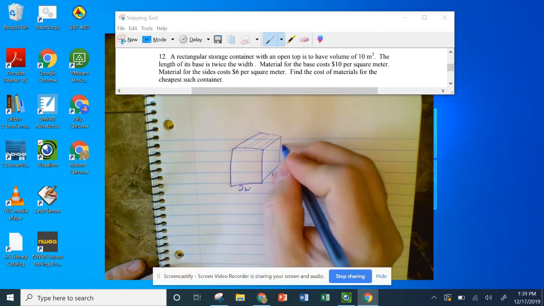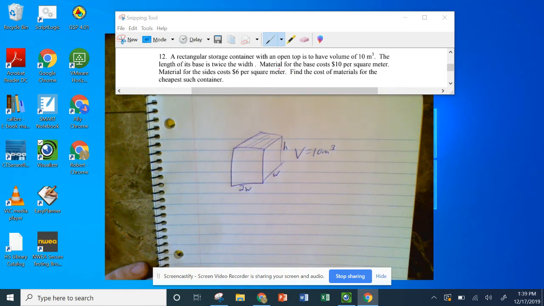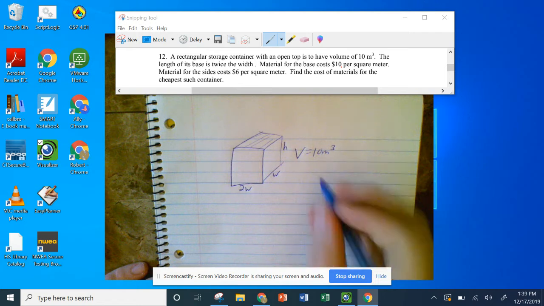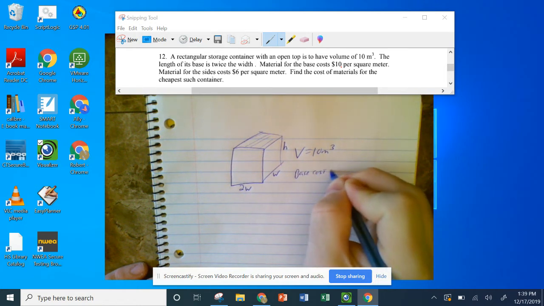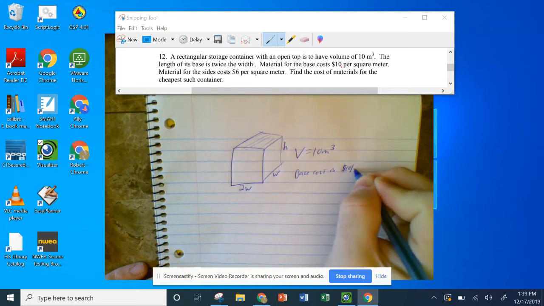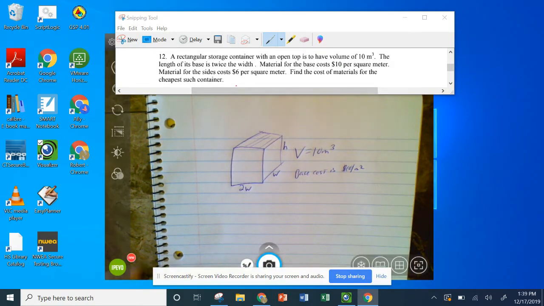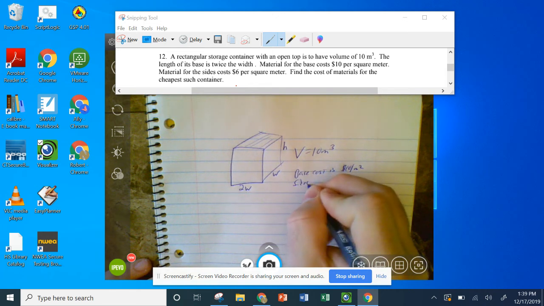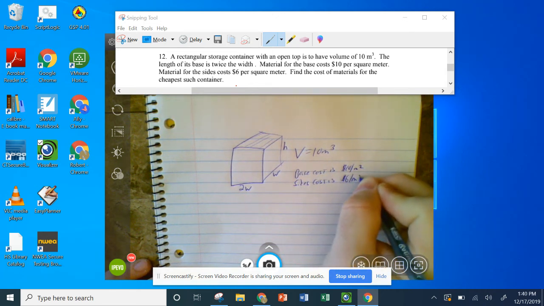The height we do not know. We have no idea what its relationship is, so that's just h. And then it gives us some values for the cost. It's a little bit different than the other ones we've done, where now we have to deal with cost. So it's $10 per square meter for the base. So the base cost is $10 per square meter. And then the sides is $6. So the sides cost is $6 per square meter.